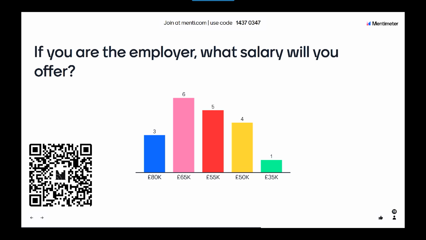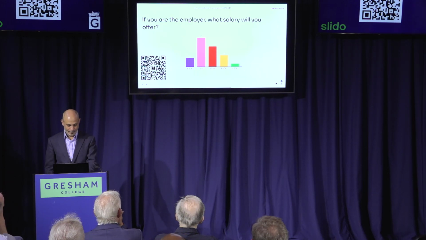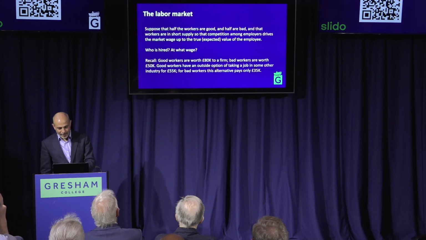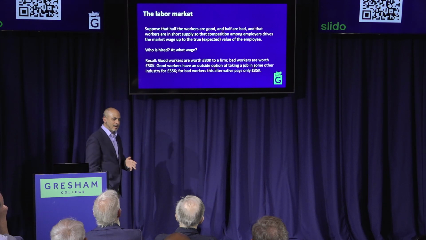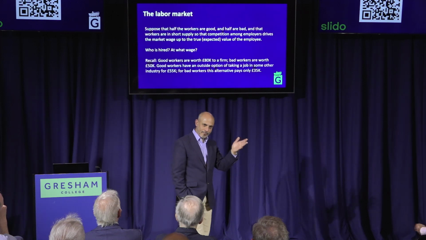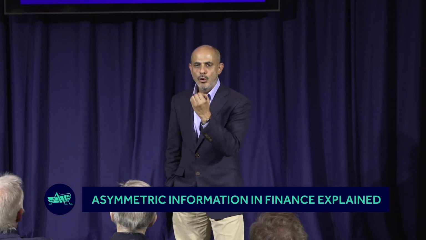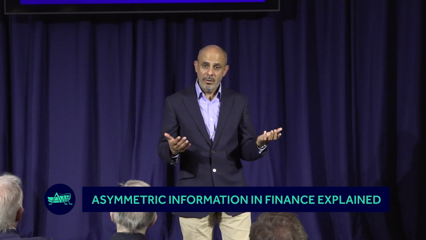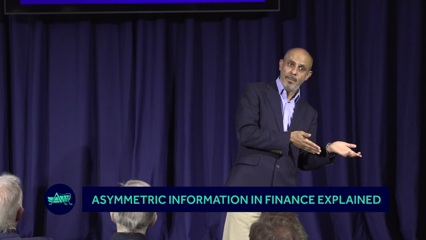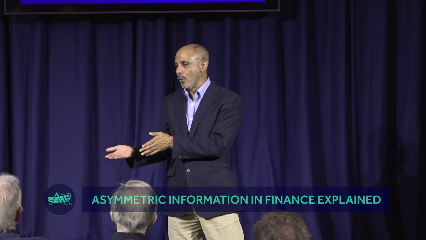Right. So the correct answer is indeed $65K because it's halfway between 80 and 50. So you're offering $65,000, halfway between, since half the workers are good, half the workers are bad. As an employer, are you worse off? No, because half the time you're getting a good worker cheap, half the time you're overpaying for a bad worker, but on average you don't care.